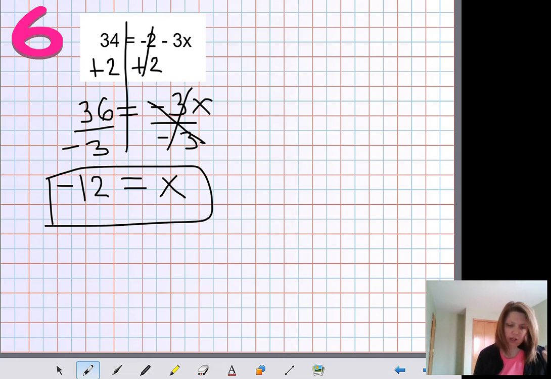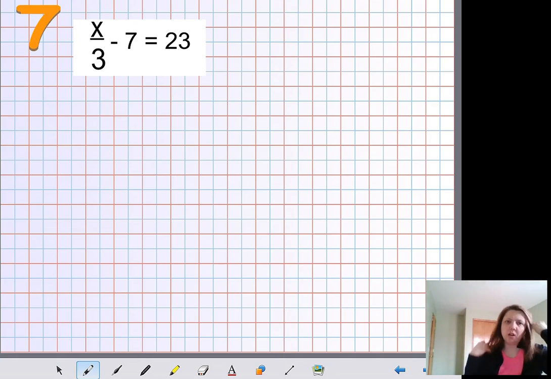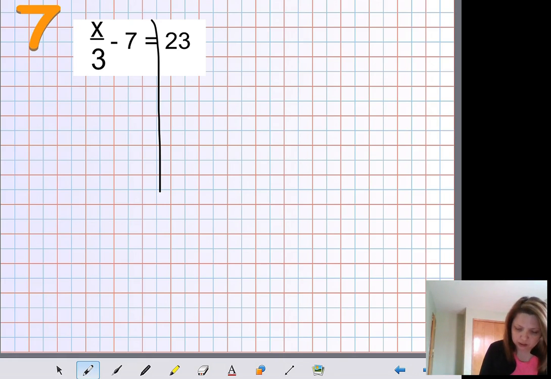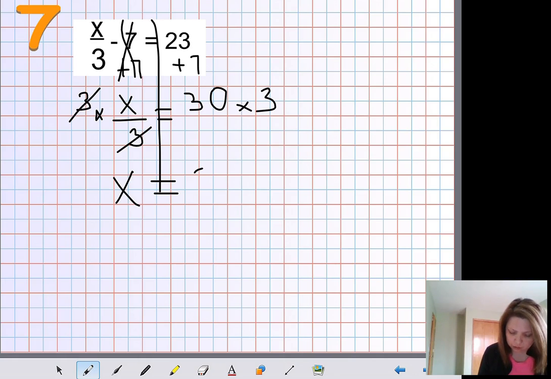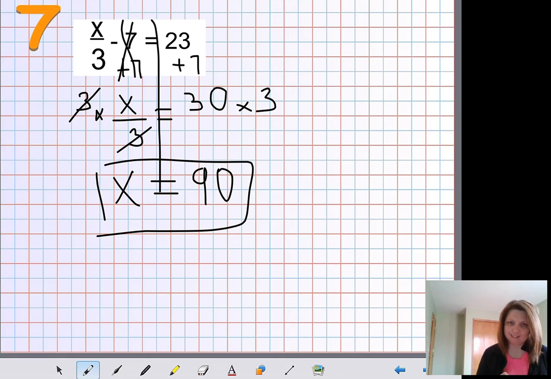And the last example from today's video, x over 3 minus 7 equals 23. Another one where we're going to add 7 to each side. Those two cancel. x over 3 is equal to 30. We have division with the variable, so we will multiply by 3 on both sides. 3 and 3 cancel. x equals 90 will be my final answer.